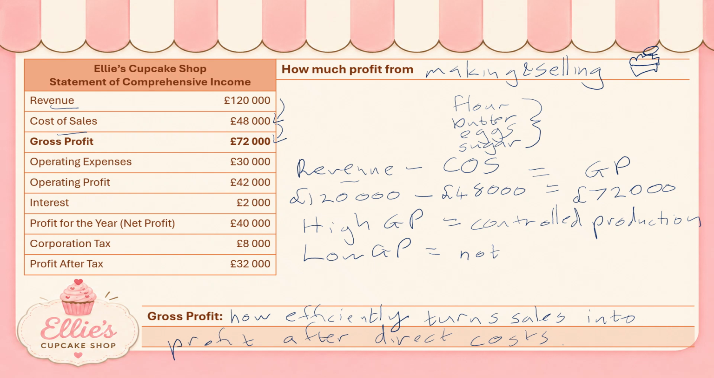So the only thing that we're measuring here is the profit. Okay, so we're measuring the profit from the cupcake or cupcakes. So we're measuring the profit from the product or service, nothing else. So in the next lesson, Ellie is going to discover how making profitable cupcakes isn't enough. She still has to pay all of her everyday expenses, her operating expenses, and that's where operating profit comes in.